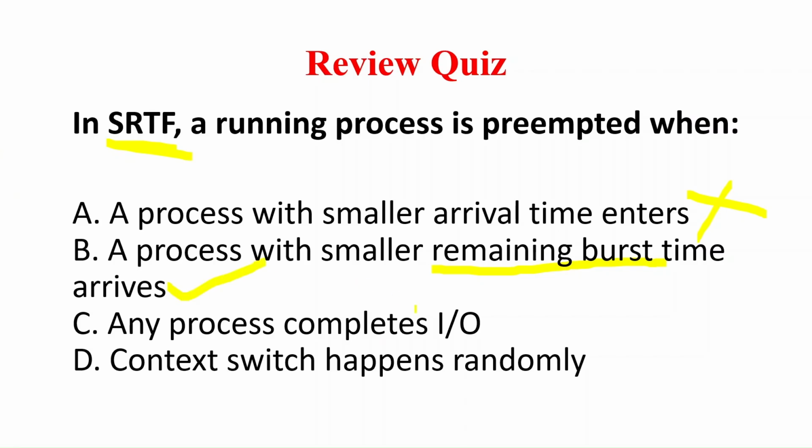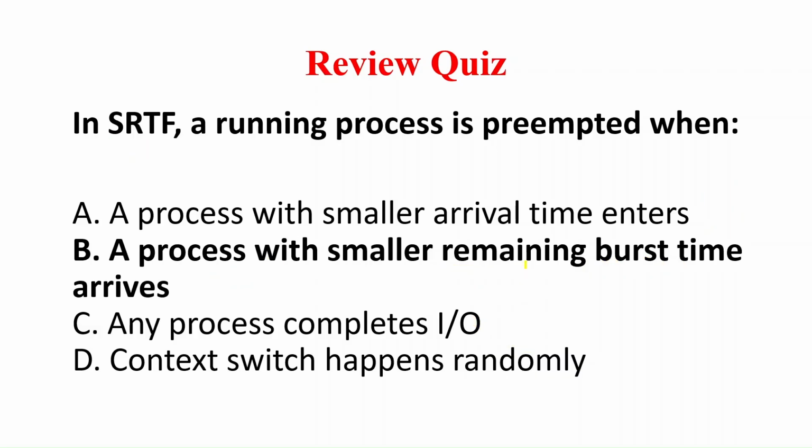Let's rule out the other two. If a process completes I/O, where will the process go? It will move from the waiting state to the ready state. It cannot directly come to the running state, so that is ruled out. A context switch happens randomly? I cannot make a random switchover of jobs in CPU scheduling. SRTF will preempt only based on the remaining burst time of a process. So the answer is a process with smaller remaining burst time arrives.